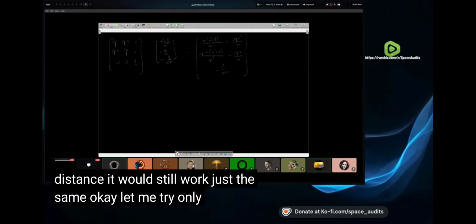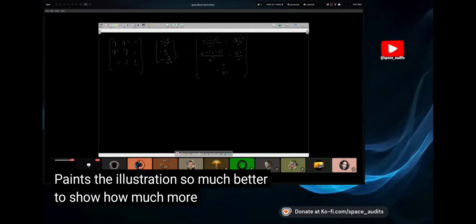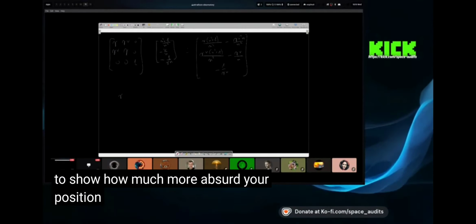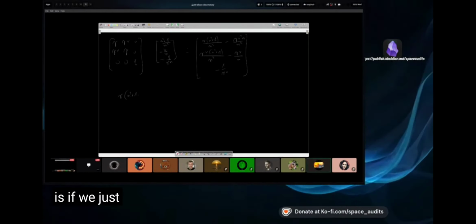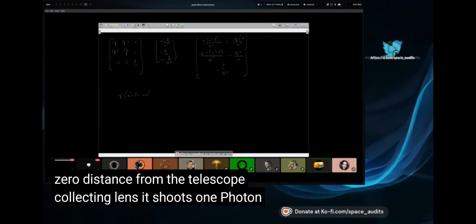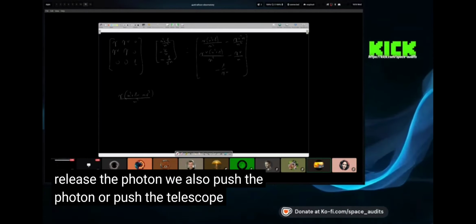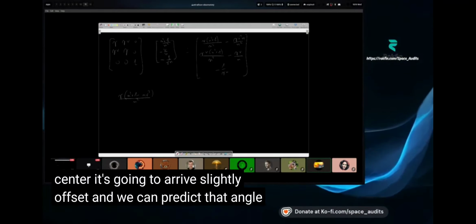The reason I'm using zero distance is because it paints the illustration so much better to show how much more absurd your position is. If we just have the star literally at zero distance from the telescope collecting lens, it shoots one photon down the telescope, and at the moment we release the photon, we also push the telescope sideways. It's not going to arrive at the very center. It's going to arrive slightly offset, and we can predict that angle with V over C.